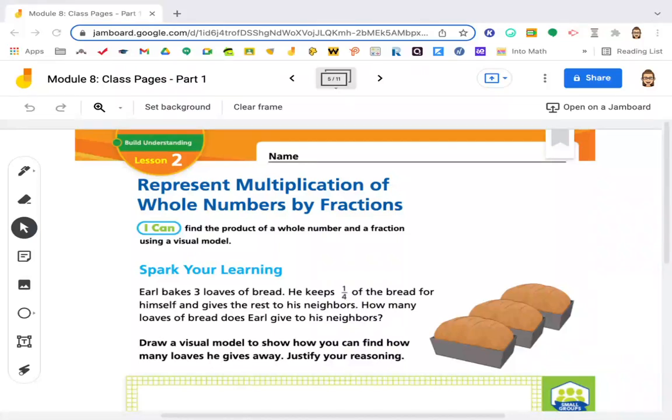Hello, mathematicians. Today we are looking at Module 8, Lesson 2, which is all about representing multiplication of whole numbers by fractions. Hopefully by the end of this lesson, you'll be able to find the product of a whole number and a fraction using a visual model.